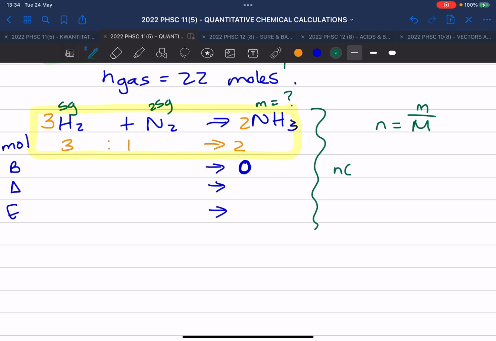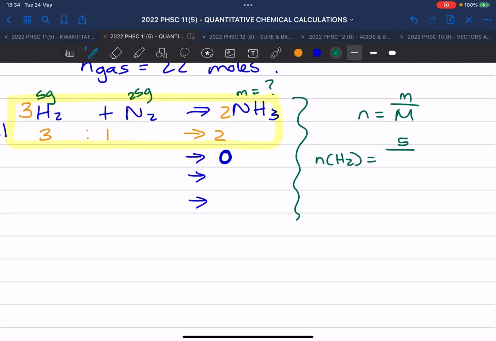Then we want the mole of the hydrogen. The mass is 5 grams. That is what they gave us. Bongani, what is the molar mass of hydrogen? Hydrogen gas.